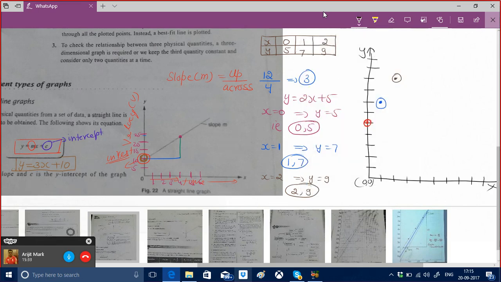You can join all these points like this, okay? So it is your required equation of line, that is y equals 2x plus 5. Okay? I understand this one. So it is your basic way to draw a graph of a straight line, okay? I think we can go to the next image.